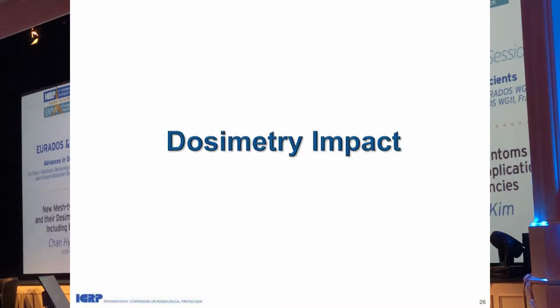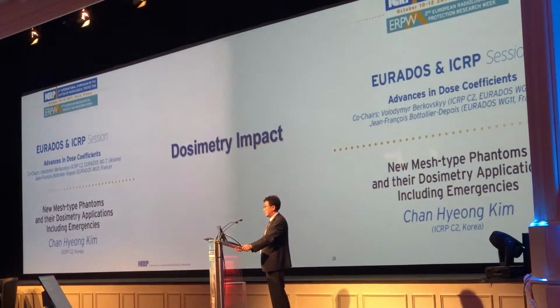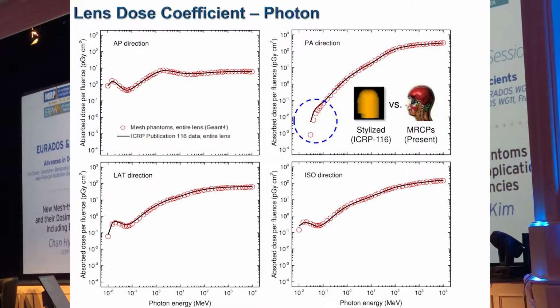So it's about the dosimetry impact. For this, we use the new mesh type phantoms for those coefficients and compare the values with the previous ICRP values, which were calculated using the current ICRP reference voxel phantoms, and also for some cases, stylized phantoms.